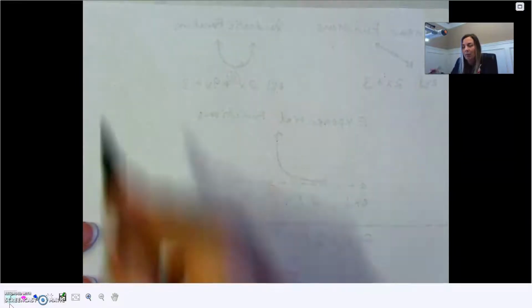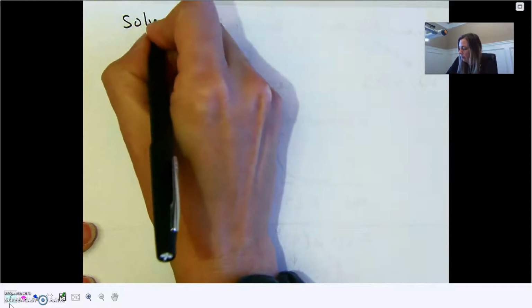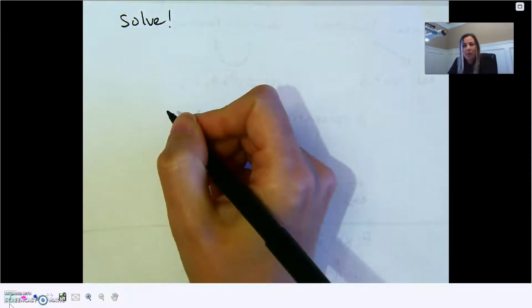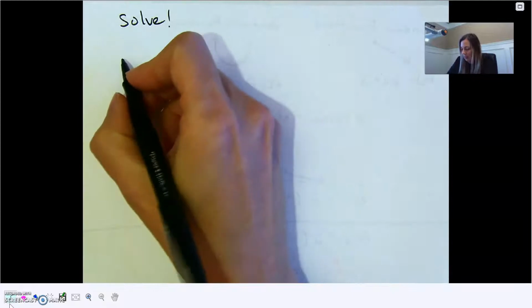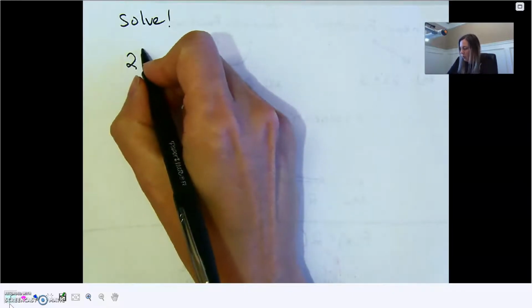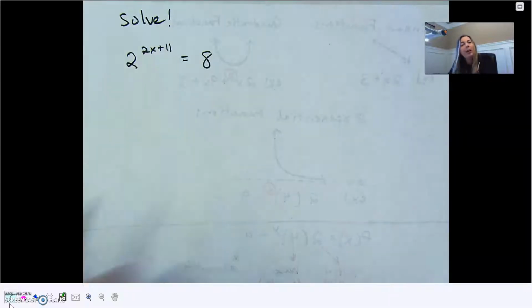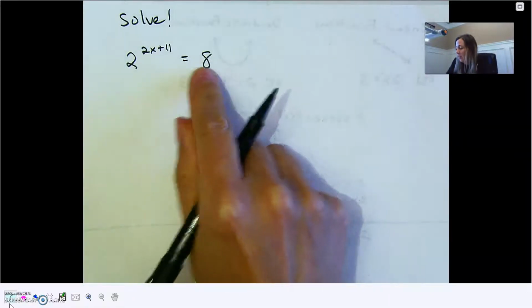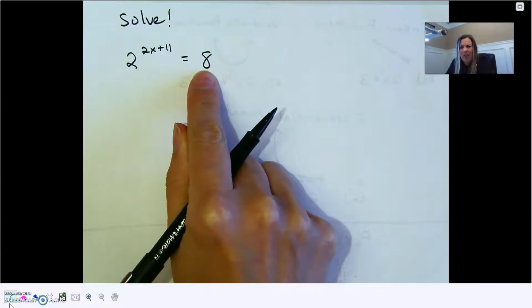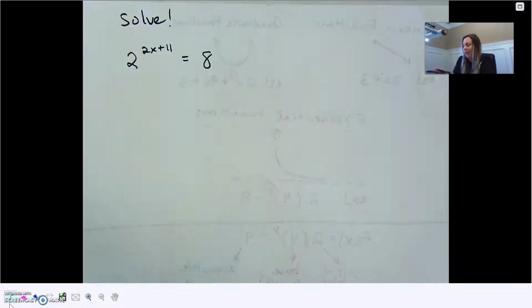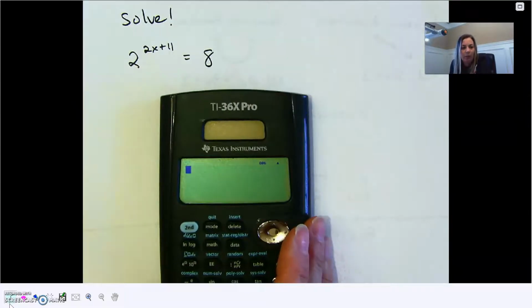All right, the next thing you have to know is solving. That's when we were playing around with the bases. So for example, let's say you have 2 to the 2x plus 11 equals 8. If we want to solve this, we need to get the bases to be the same. And right now, this does not match this. So let me grab my handy-dandy calculator so I can play around with different ways to rewrite.